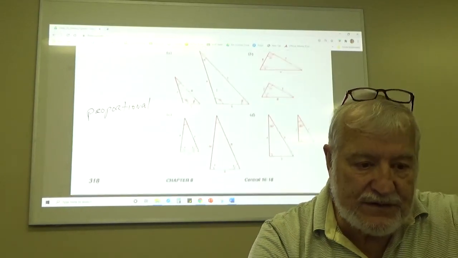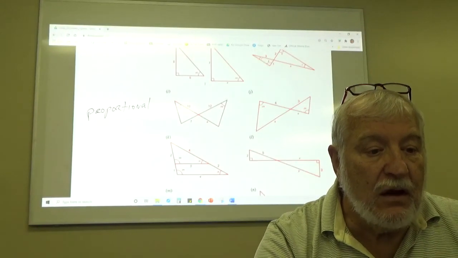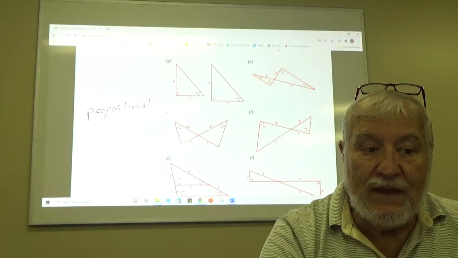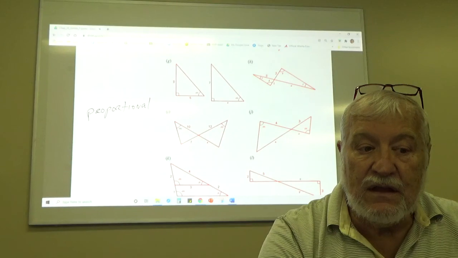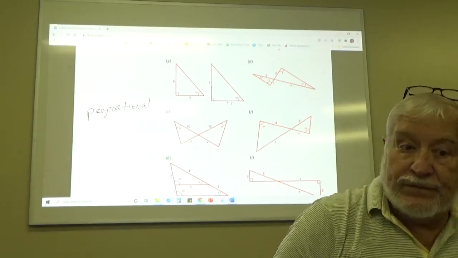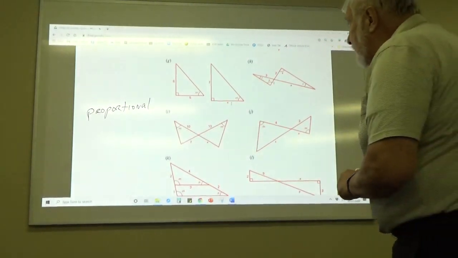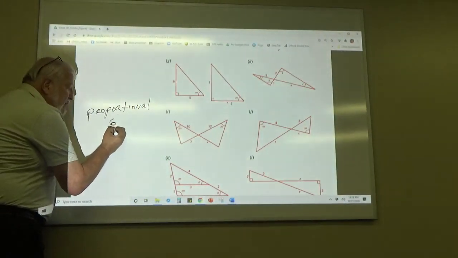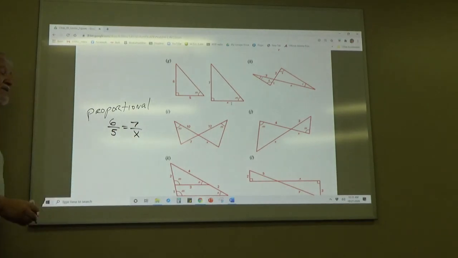Okay, and then this is more of the same when you're trying to figure out. If you look here, if these are proportional, then you have 6 is to 5 as 7 is to x. Okay? So, 6 is to 5 as 7 is to x. All right, how do we solve that for x?